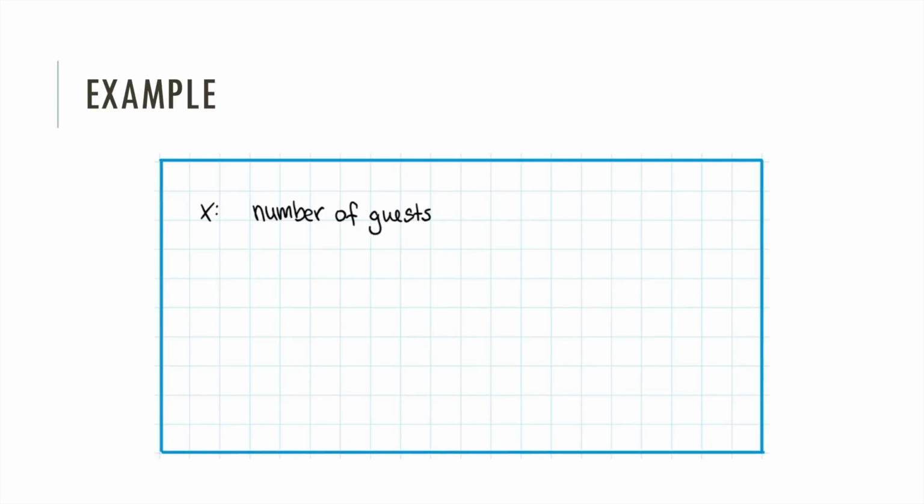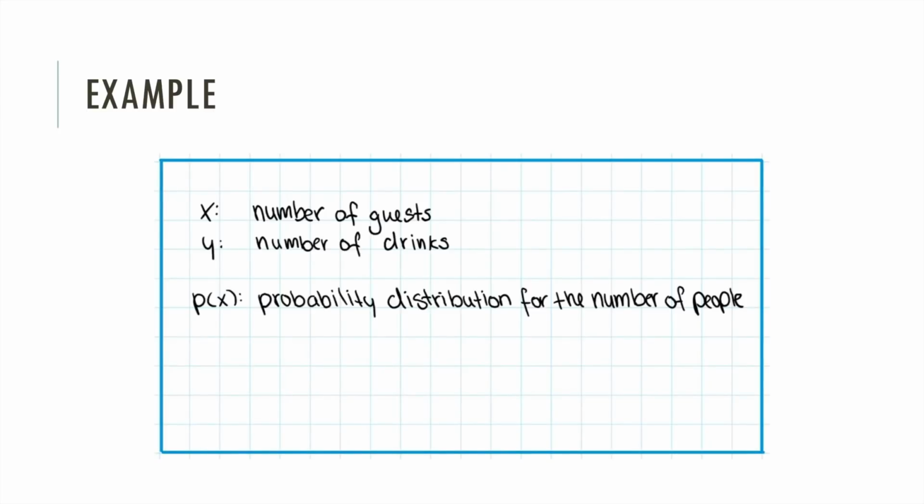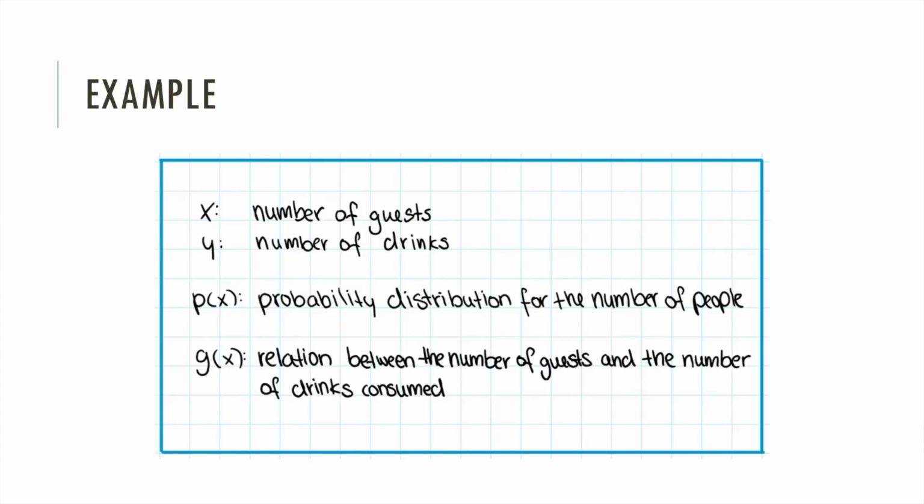Now, we will explain how a probability distribution may be transformed with the help of an example. Let's say you're at a party. X is the number of guests at that party, Y is the number of drinks, P of X is the probability distribution for the number of people, G of X the relation between the number of guests and the number of drinks consumed, and P of Y the probability distribution of drinks per person. P of Y is what we are looking for. We want to transform P of X into P of Y.